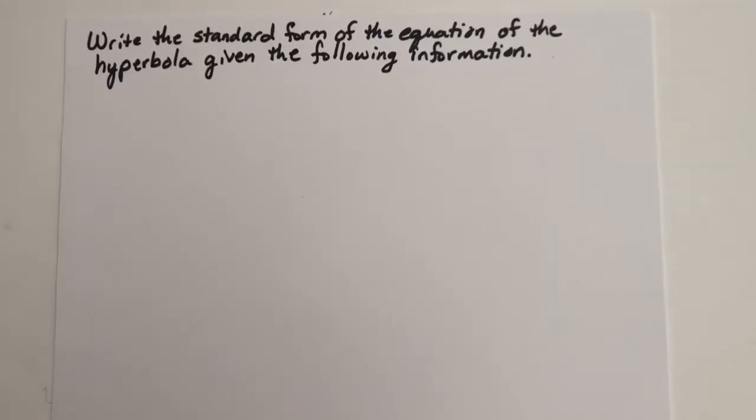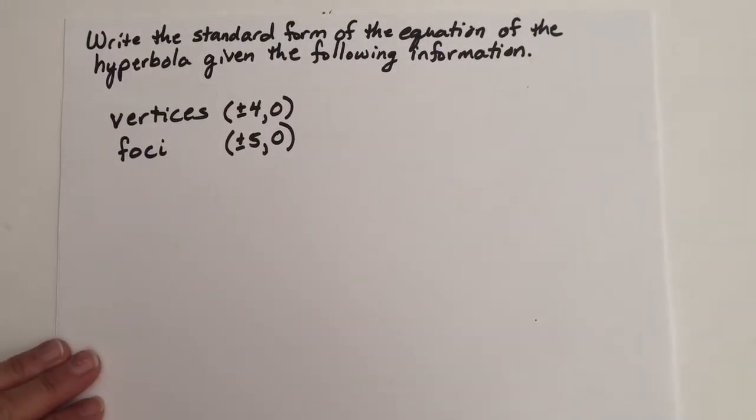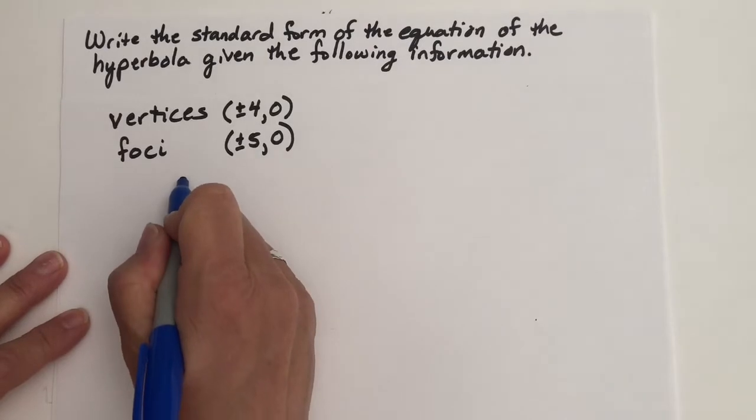Practice writing equations of hyperbolas when we're given some information about the hyperbola. And we're going to start with this problem. Suppose we know that the vertices of the hyperbola are at plus or minus 4, 0, so on the x-axis, and the foci are at plus or minus 5, 0. I find it easier to think the process through if I draw a picture, just to give myself a sense of what's going on.